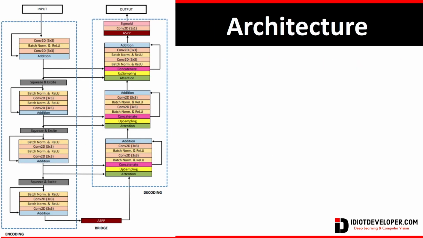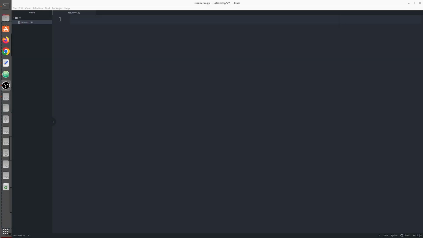Now we'll take a look at the architecture, that is the block diagram given in the original paper. Here you can see we have the input, and after that we have the encoding block, that is the encoder, and between the encoder and the decoder we have the ASPP, that is the bridge which joins both. After the bridge we have the decoder block, and the decoder gives you the segmentation mask. Now we are going to implement it, so let's get started. First of all, we'll import the TensorFlow library.